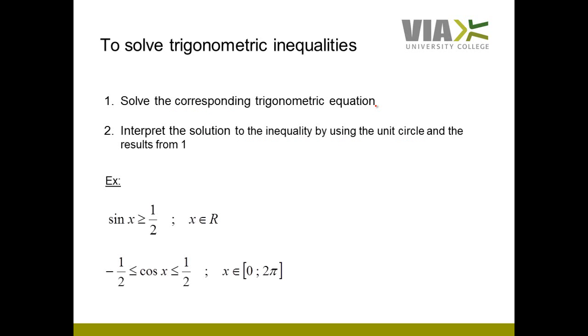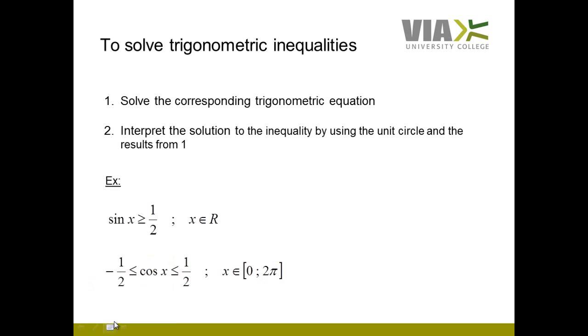I have chosen to include two examples. The first one is sine x greater than or equal to 1 over 2, where we don't have any restrictions to x. X is equal to all real numbers. That's the first example. The second example I have chosen to include is this one you have down here, where cosine x has to be greater than or equal to negative half, or smaller than or equal to positive half. And moreover, we have a restriction to x. X has to be in between 0 and 2 pi. That's the two examples we'll look at here.